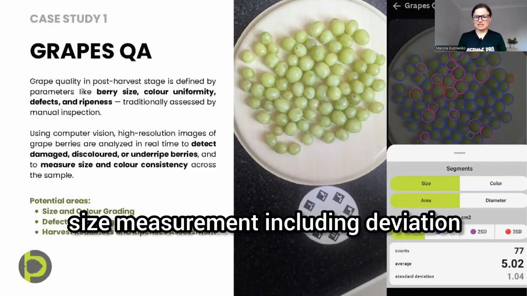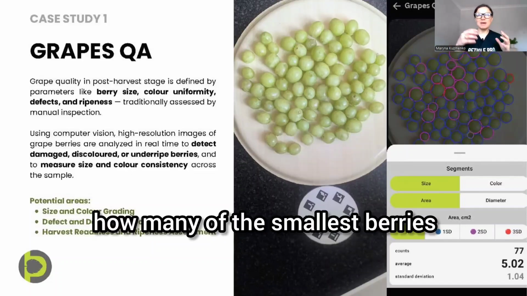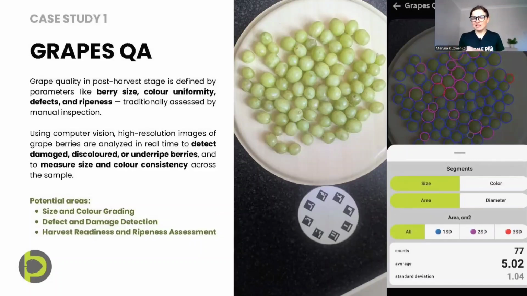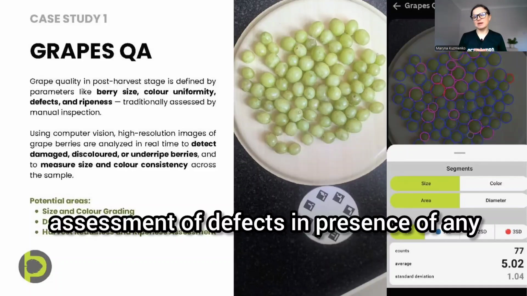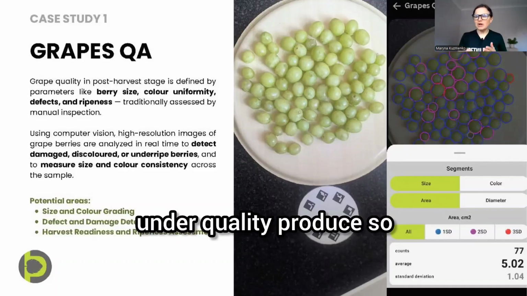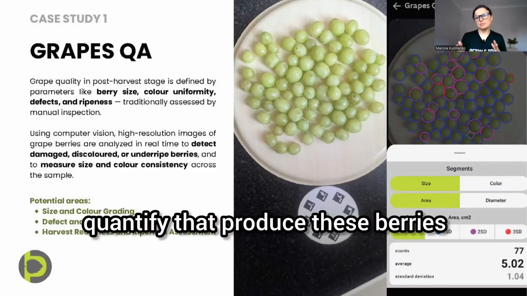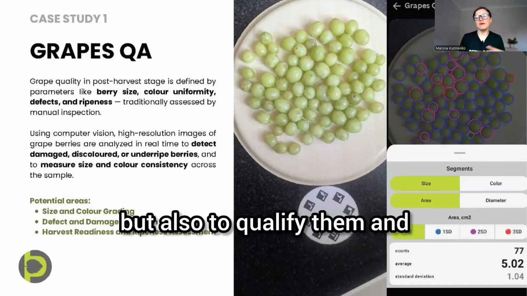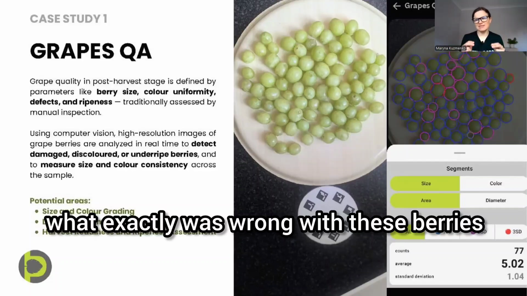Also, there is size measurement, including deviation of size, so you can see how many of the smallest berries and the biggest berries there are and what the difference between them is, and it's all an average calculation. And as the final step, there is visual assessment of defects and presence of any under-quality produce. So it's possible not just to quantify the berries which do not fit the standards, but also to qualify them and provide information about what exactly was wrong with these berries.